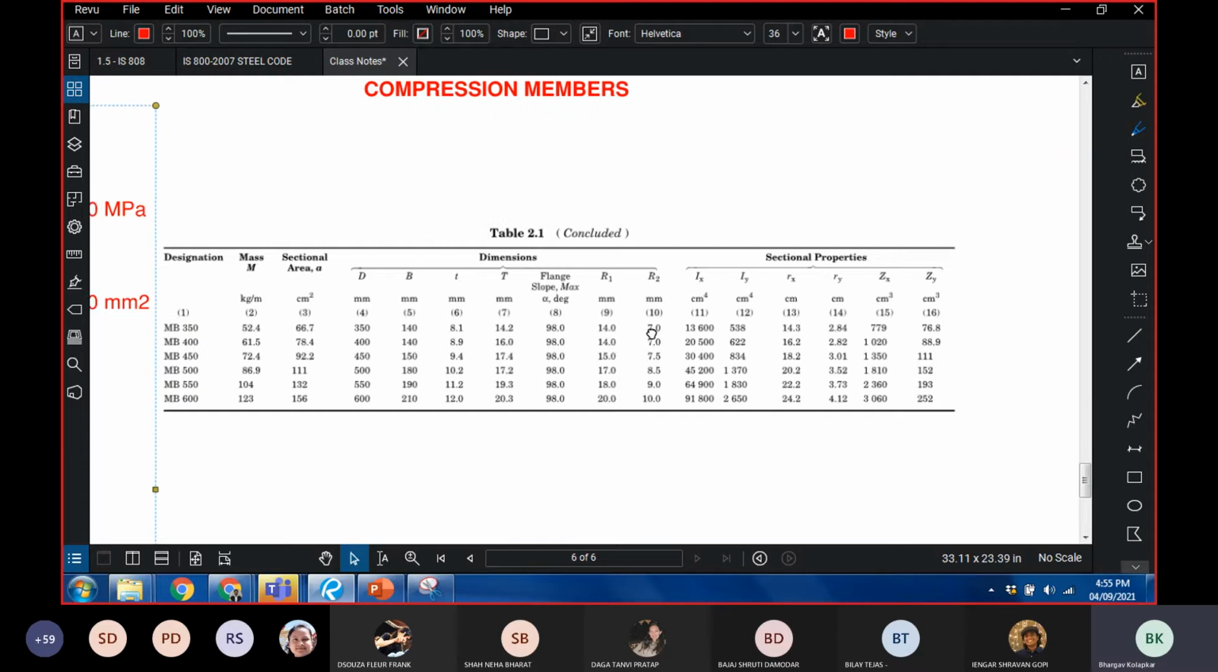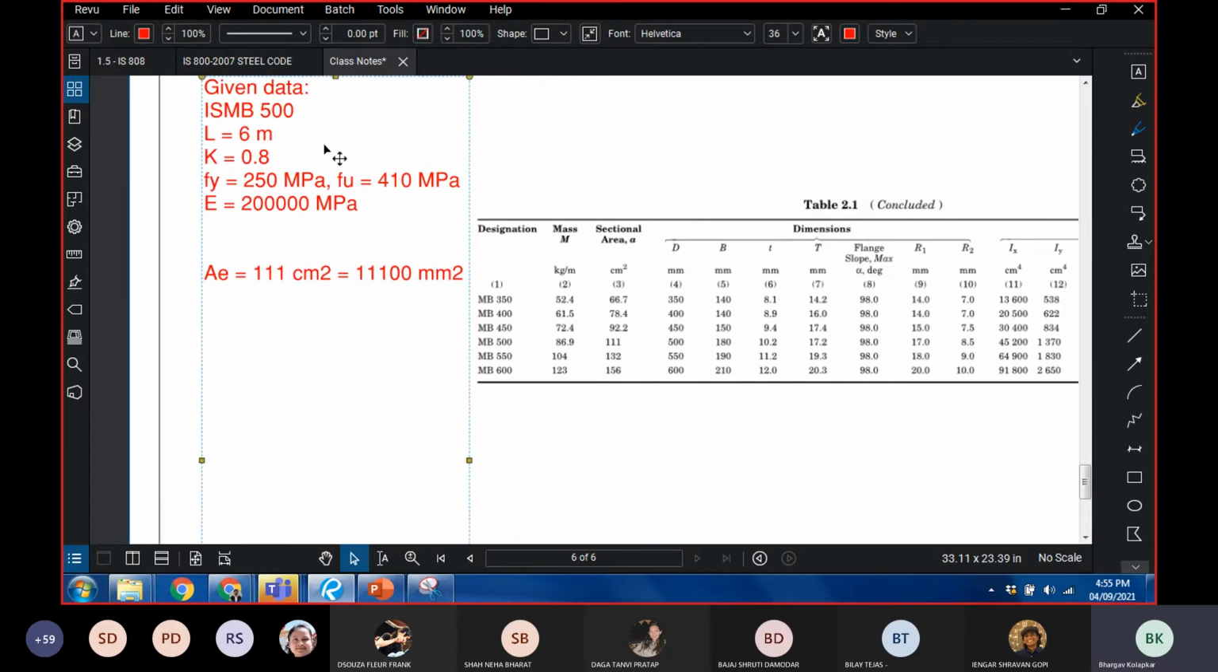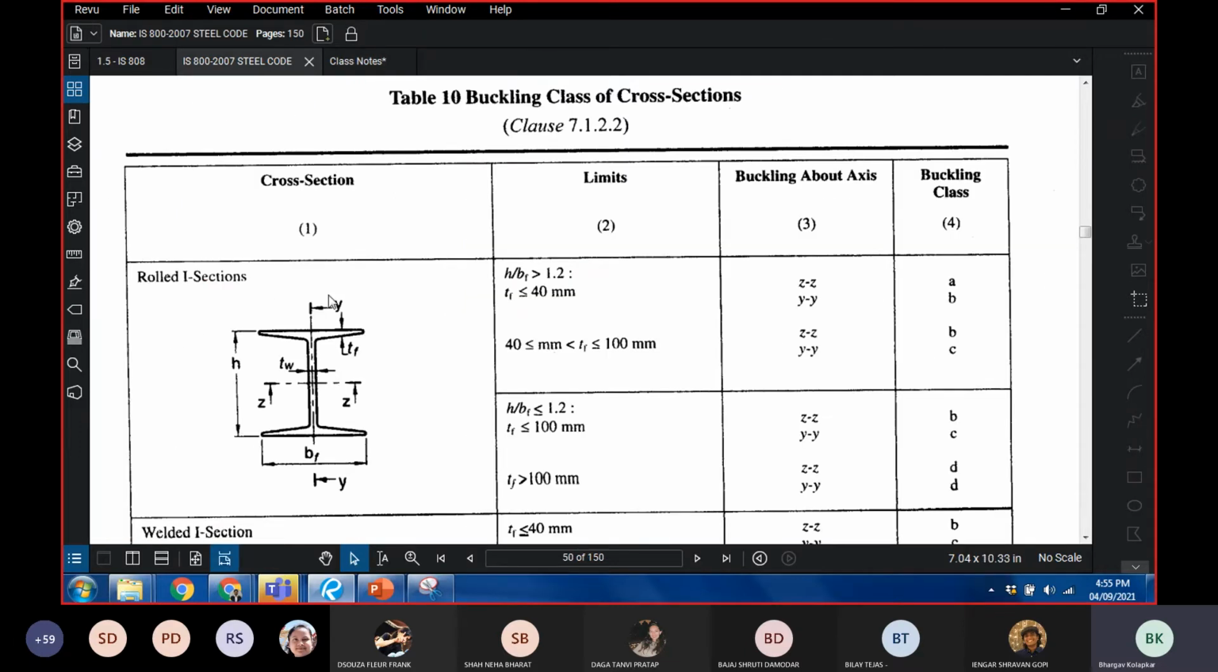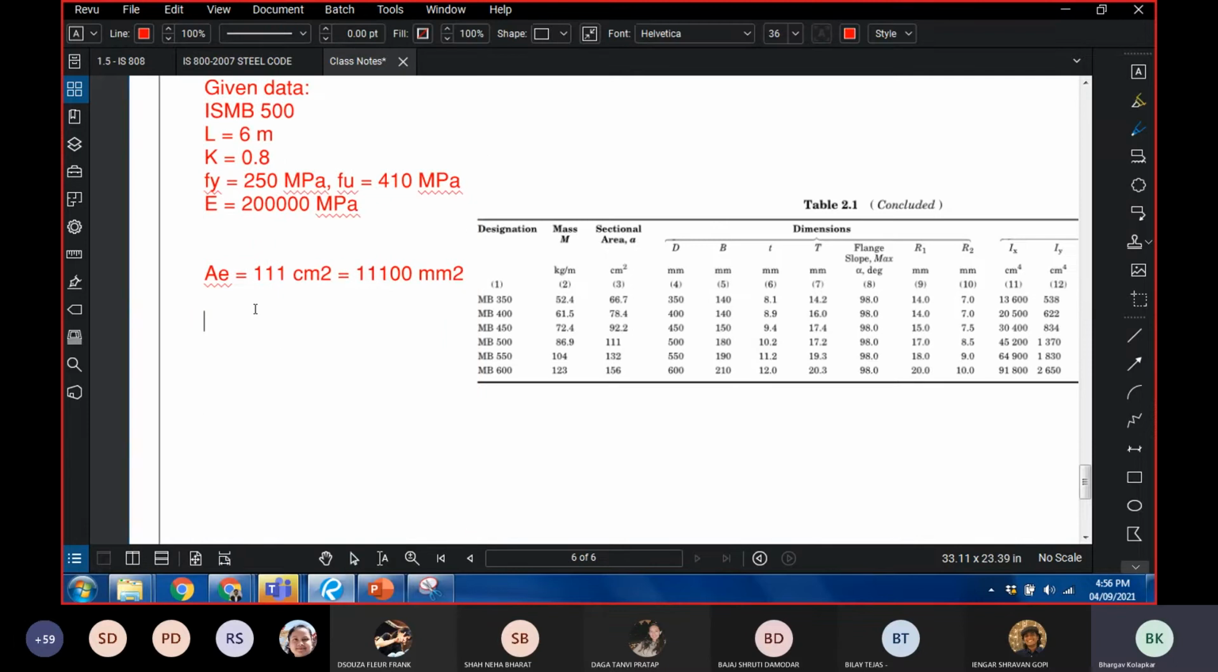Understand what it means. So for ISMB 500, since you are going to refer to this table, we'll use the notations that are given in this table. Here the total depth is referred to by H. So I'll say H is equal to 500 mm, which you can see here. Then the width of flange is denoted by BF. Here it is denoted by B. The width of the flange is 180 mm.